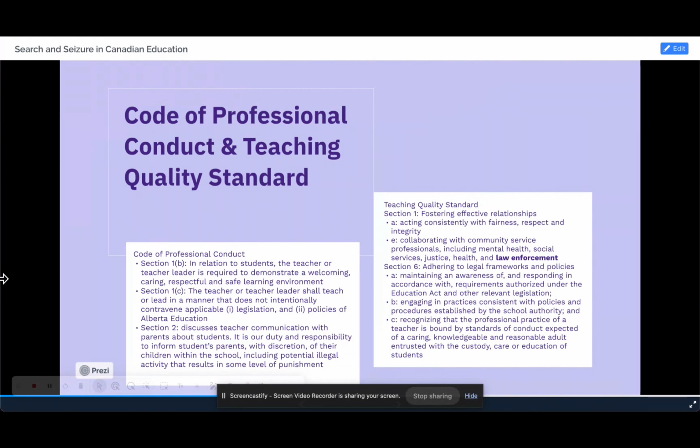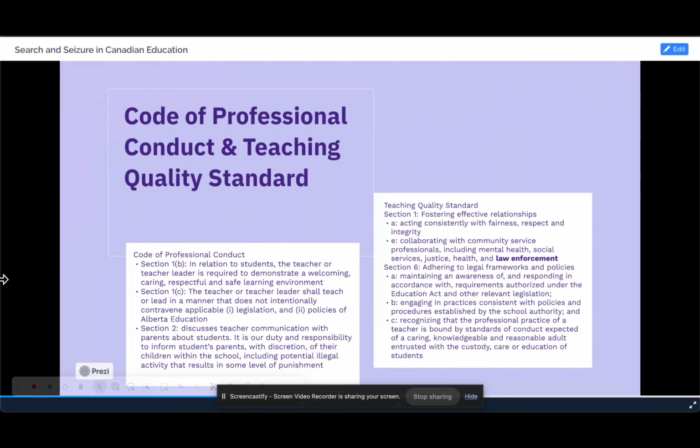Teachers must provide a caring and respectful environment to ensure students don't feel threatened, which should not be used against them when performing search and seizure protocol. This means finding a balance of care and authority to maintain a reasonable, safe environment for students. Section 1C: the teacher or the teacher leader shall teach or lead in a manner that does not intentionally contravene applicable legislation and policies of Alberta Education.